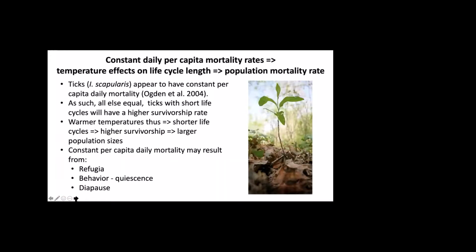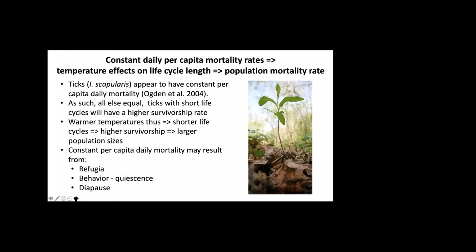Okay, so Nick Ogden, through field studies with Robin Lindsay, had seen that, and it's kind of interesting to think about, there's a constant daily per capita mortality rate. And if that mortality rate is constant over the tick's lifetime, then the longer a life cycle is, the lower the chances that it will survive. And that will have effects at the population level.